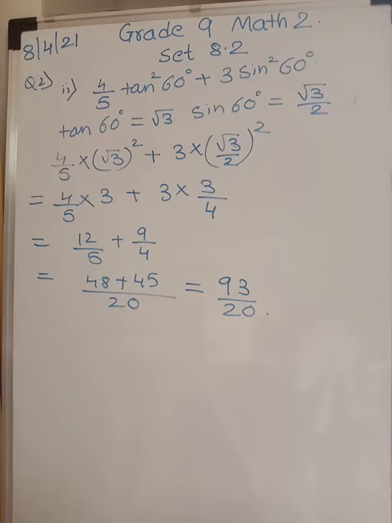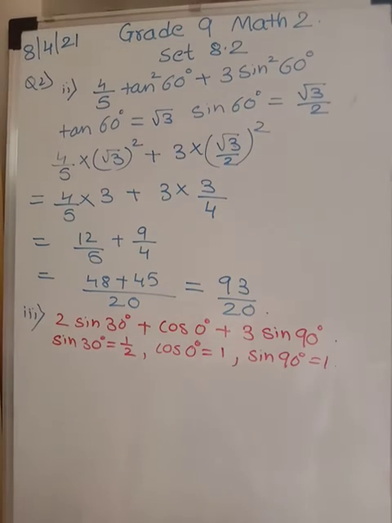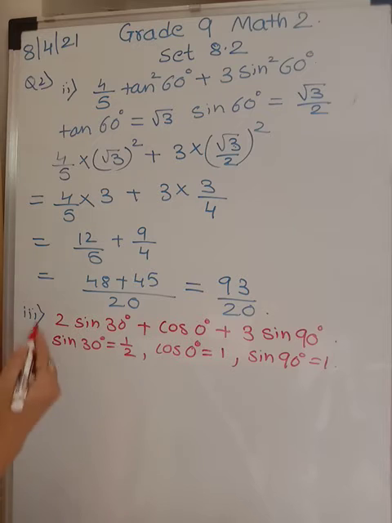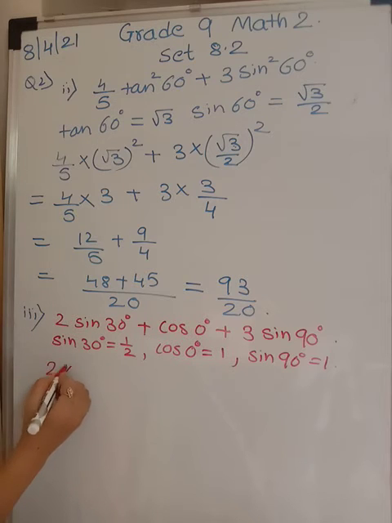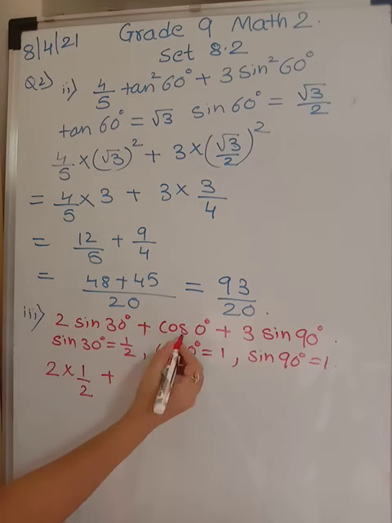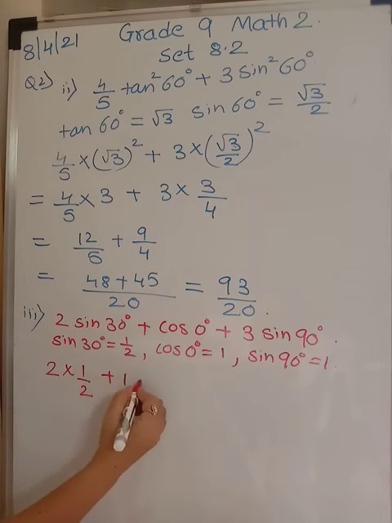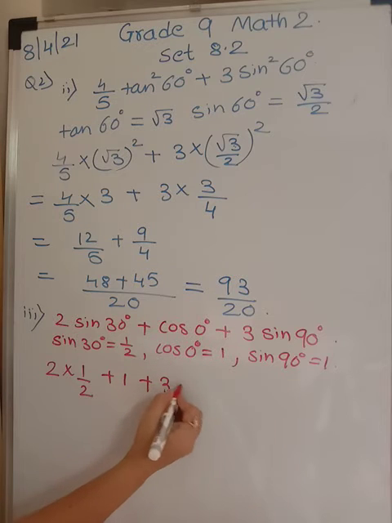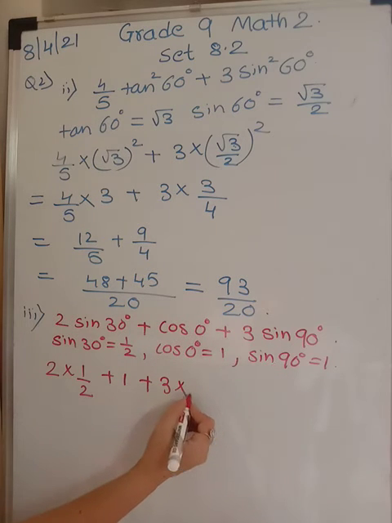So you have third question. Let me write it. Now look at third problem. We have 2 into sin 30 is 1 by 2. Okay. Then you have plus sign. Then you have cos 0. Cos 0 is 1 plus. You have 3 into sin 90 is 1.